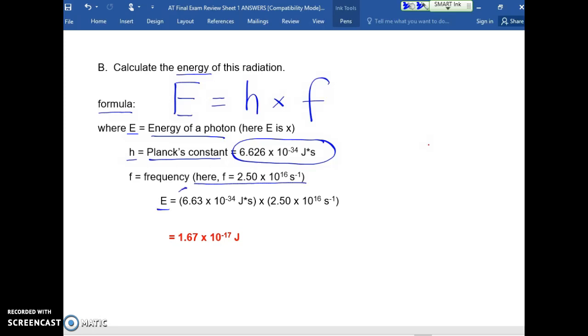Well, it's just the product of Planck's constant and the given frequency. And you should get an answer of 1.67 times 10 to the negative 17 joules. That's all there is to it. Let's go to number 2.